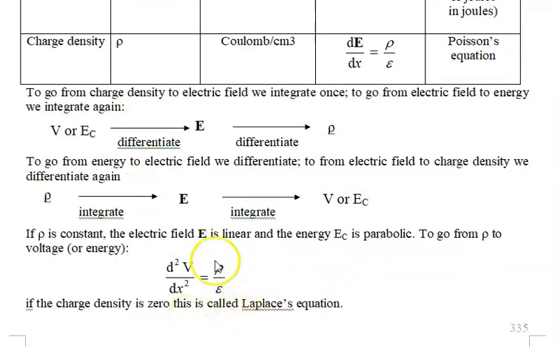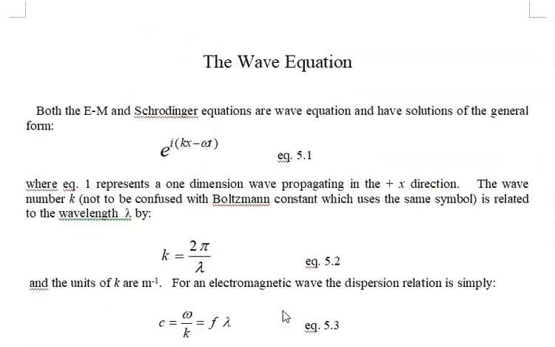And this equation here is really Poisson's equation. It says we differentiate the voltage two times, and we get charge density. And if the charge density is 0, which we deal with quite a bit in field theory, then that equation, the second derivative of voltage with respect to position, equals 0. That's called Laplace's equation. Okay, so let's start now with the wave equation.